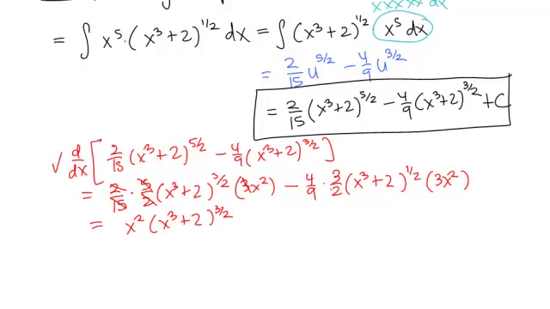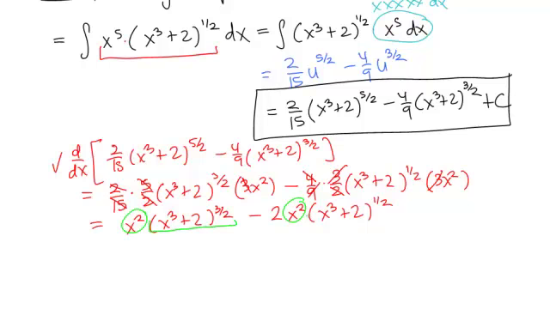Over here, let's see, the 3 and the 3 go into the 9. The 2 goes into the 4 twice, leaving me with a 2x squared times x cubed plus 2 to the 1/2 power. Now, that's not exactly what we had up here, but I might be able to simplify that by factoring. And if I notice, there's an x squared common to both pieces, and there's also an x cubed plus 2 to the 1/2 power.